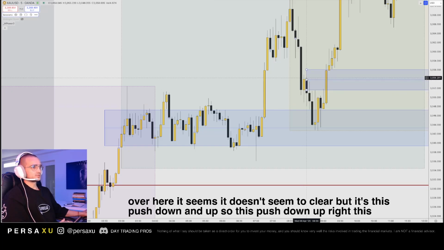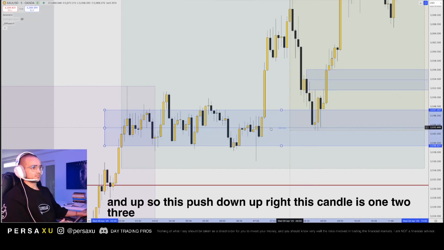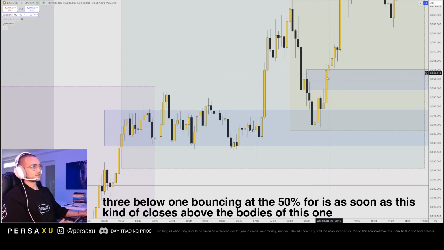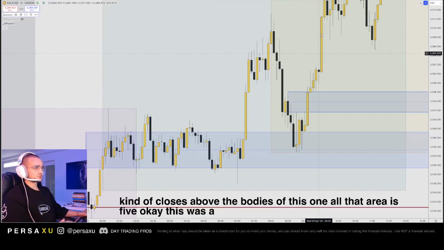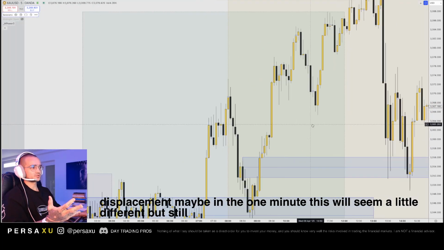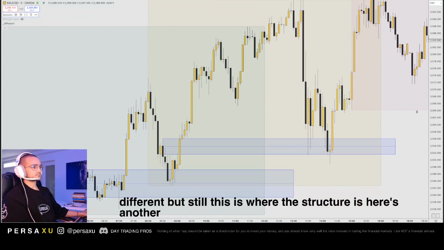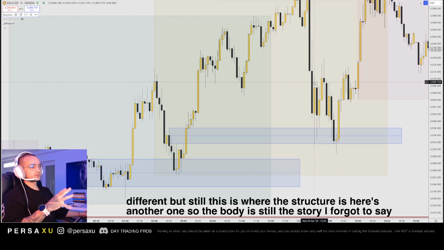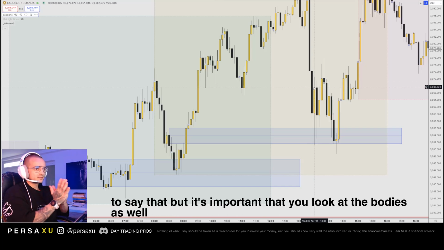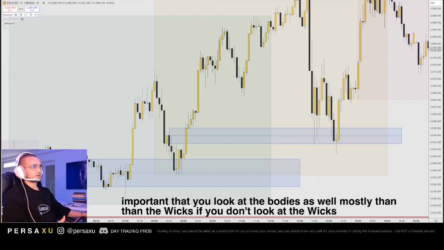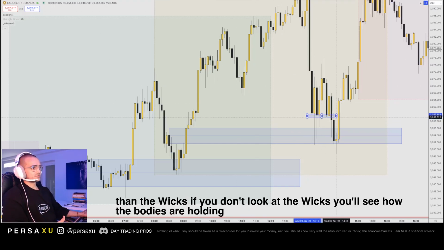This candle is 1, 2, 3 below 1, bouncing at the 50%. 4 is, as soon as this candle closes above the bodies of this one, all that area is 5. Okay, this was a very strong displacement. Maybe in the 1 minute this will seem a little different, but still, this is where the structure is. Here's another one. So the bodies tell the story. I forgot to say that, but it's important that you look at the bodies as well. Mostly more than the wicks. If you don't look at the wicks, you'll see how the bodies are holding that structure, okay?